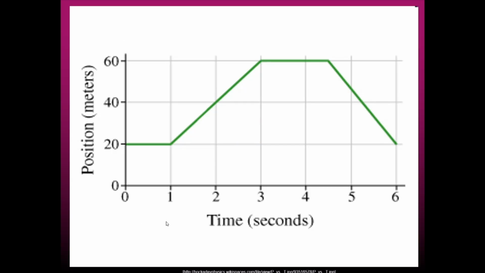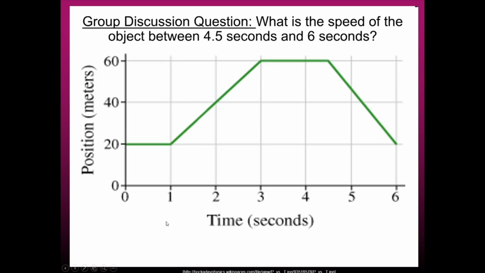All right, so let's do a group discussion question really quick here. What is the speed of the object between 4.5 seconds and 6 seconds? So 4.5 seconds is right here, 6 seconds is right there. So we're talking about this line segment right here. We already discussed previously that this slope is going to represent the speed, or the velocity. So we want to find that slope in order to find the answer for this.